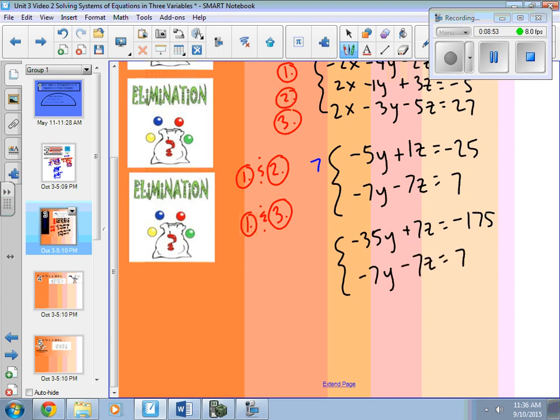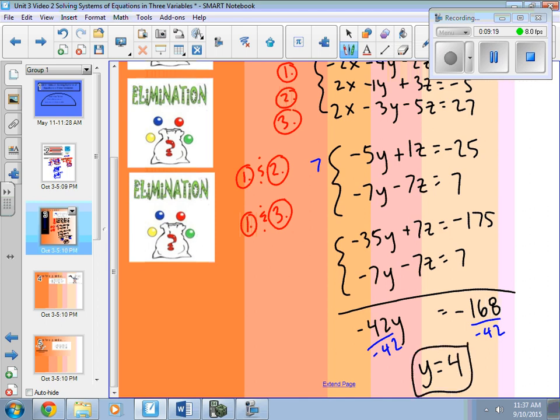Okay, so now we want to add these 2 equations up and see what we get when we do that. Adding the y's, you get negative 42y. The z's eliminate like we want. If we add those constant terms together, we get negative 168. Now we're finally down to an equation that we can solve. So if we divide by negative 42, it looks like the y in this problem ends up being 4. So y equals 4. Okay, that took us a while to get there.